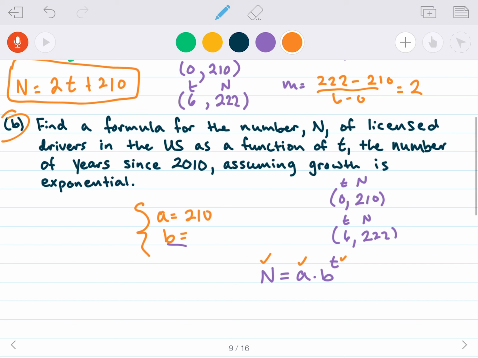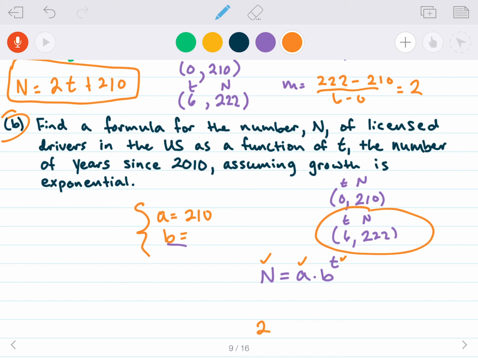So you're not going to want to use this one because it's not going to give you any new information, but we can use this one right here. We can sub in 222 for n. We can sub in 6 for t, and we know what a is. A is 210.